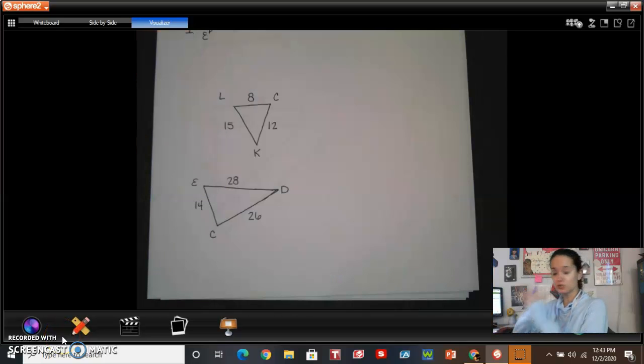Okay, part 2. So we're still talking about side, side, side here. Remember, when we're talking about side, side, side similarity, we're checking to see if the sides are proportional.